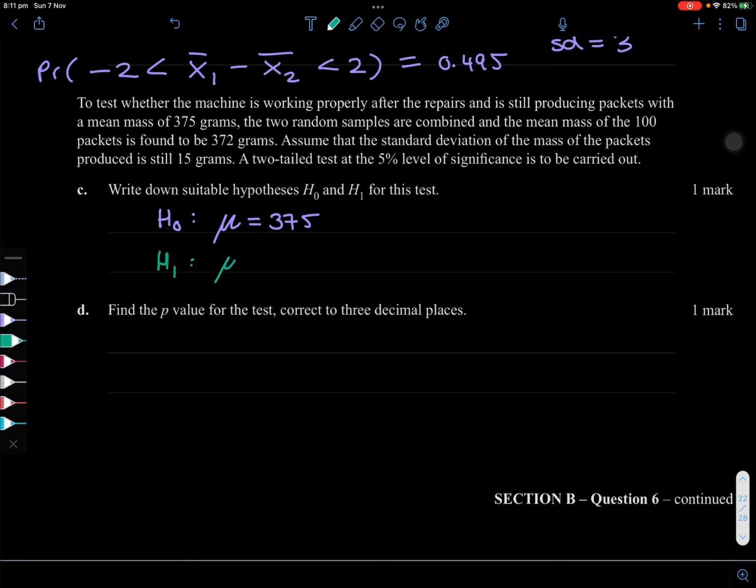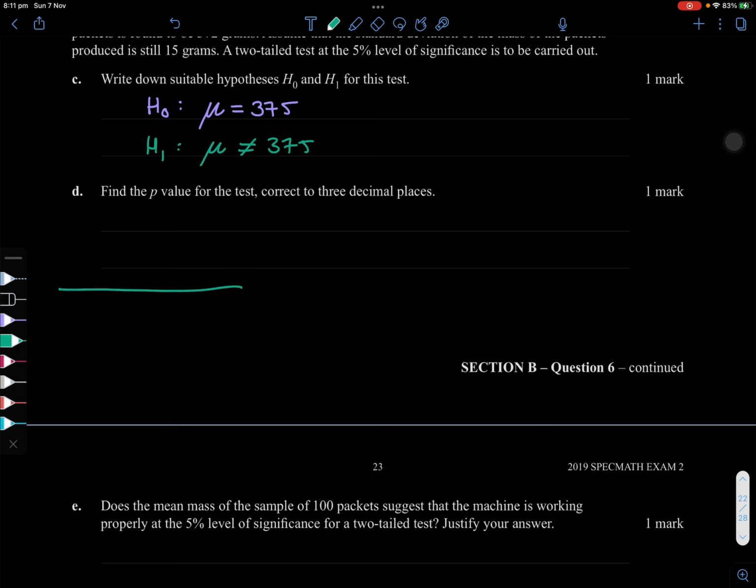But our alternative hypothesis is going to be that the mean is not 375, right? Because it says we're trying to see if it's working properly. It doesn't say if it's less than or greater than. It's just if it's not producing with a mean mass of 375, then it's not working properly. Now it says find the p-value, okay?